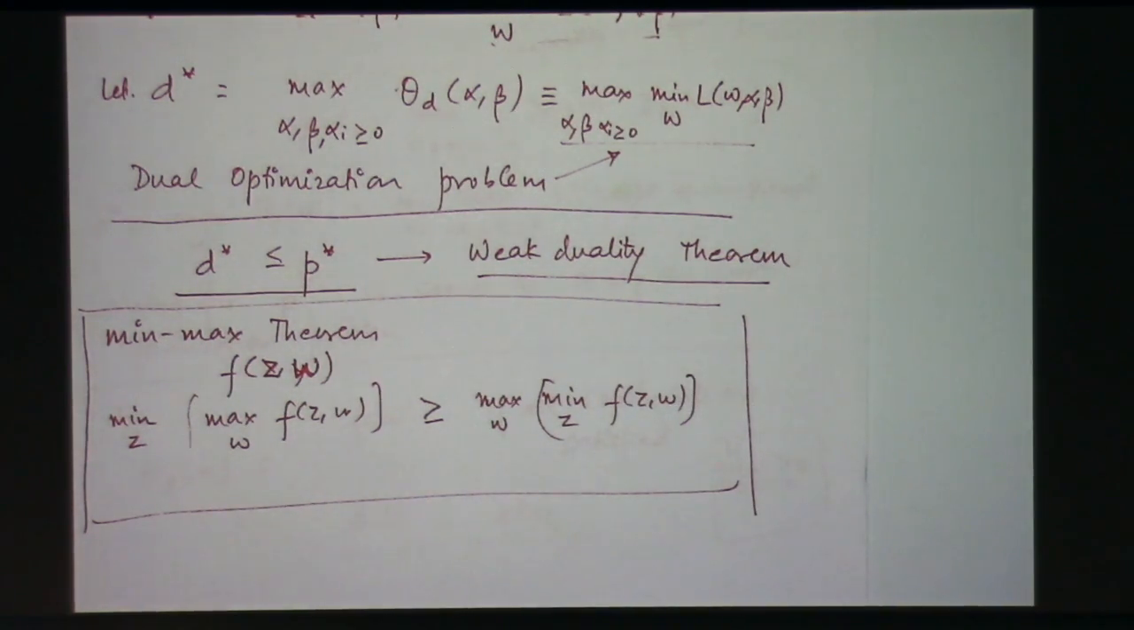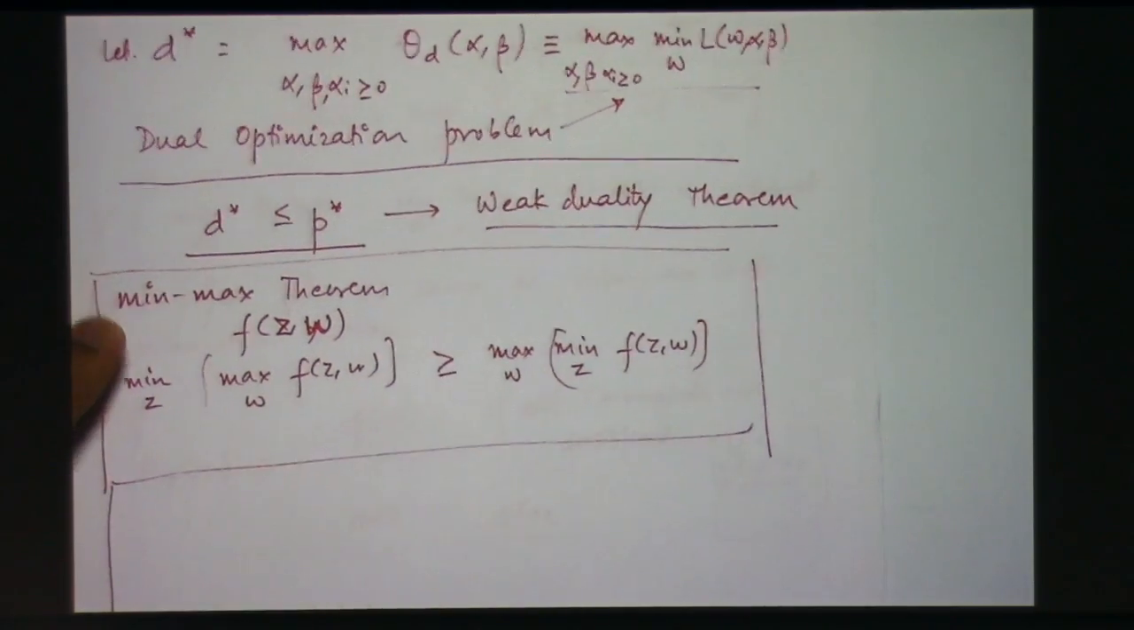If you first take a max and then take a min, that will always be greater than if you first took a min and then took a max. So min-max is greater than max-min, and it's not too tricky to show why this is true. For example, we can show that very quickly.